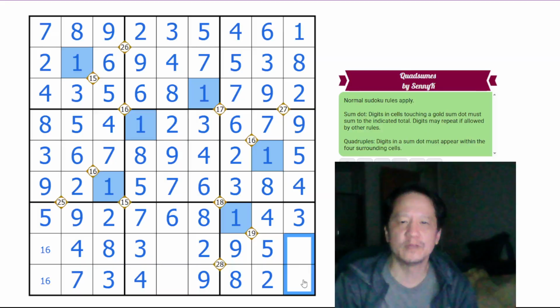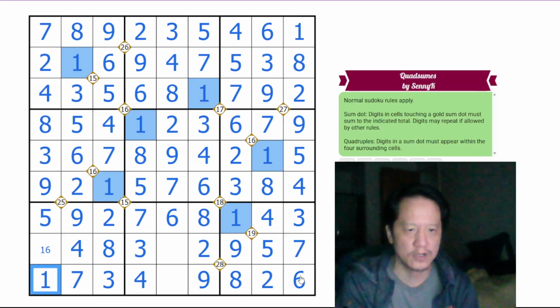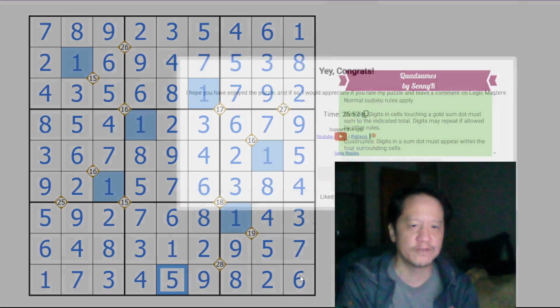Remaining digits in column 9 are 6 and 7. This can't be 7 because of 7 in the row, so that's 6, which makes that 7. 6 eliminates 6 here. So that's 1 and 6, which forces this to be 1, and this to be a 5.